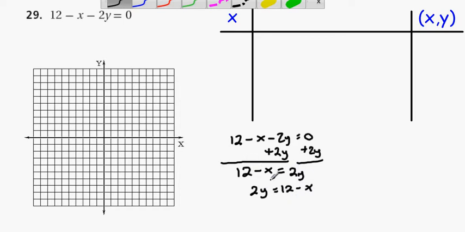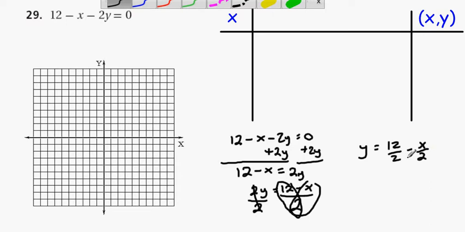We just took the left side, put it on the right, took the right side, put it on the left. Now, to get y by itself, we need to divide both sides of the equation by 2. So let's do that. Divide this side and this side by 2. These two cancel, and I'm left with just y. This turns into two fractions, so we have 12 over 2 minus x over 2.